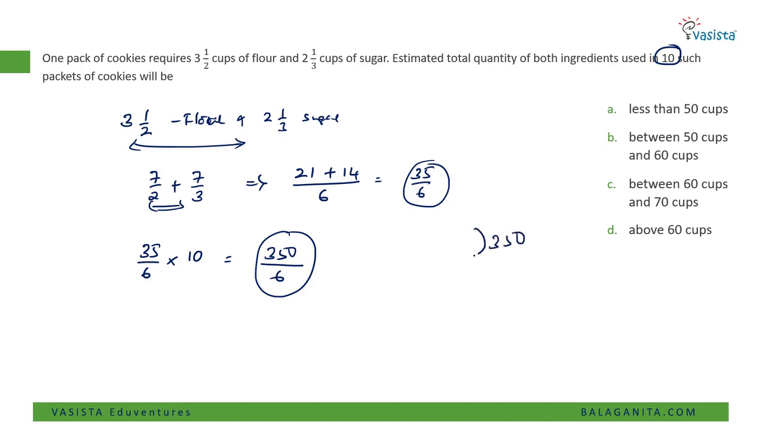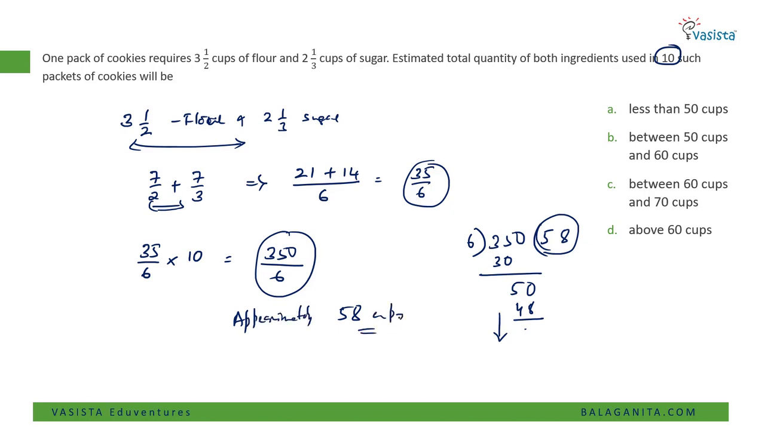So 350 divided by 6: 6 5s are 30, 50, 6 8s are 48. Again further division is possible, but let us stop here. So approximately 58 cups is required. So which is the answer here: less than 50, between 50 and 60, between 60 and 70, above 60? Here 58 comes between 50 and 60. That's what option B is the right one.